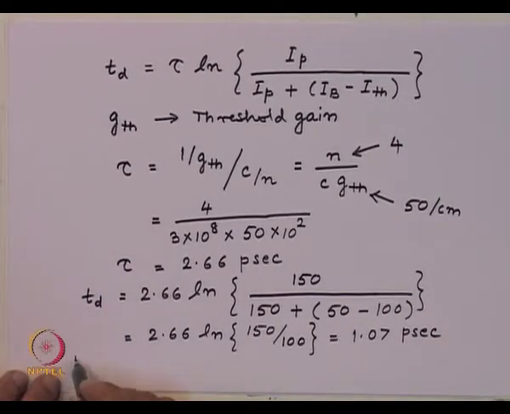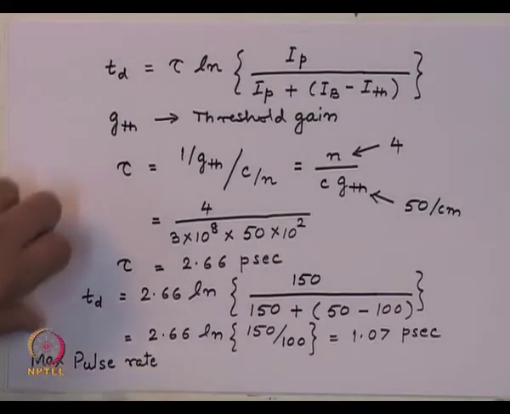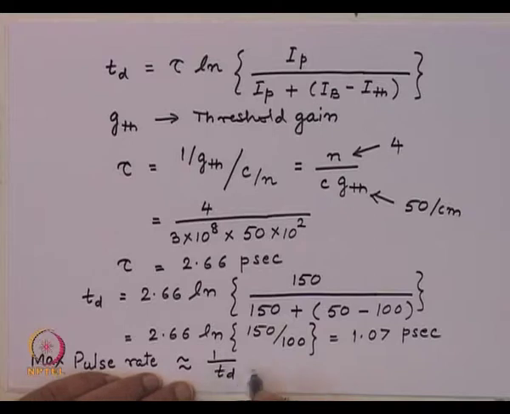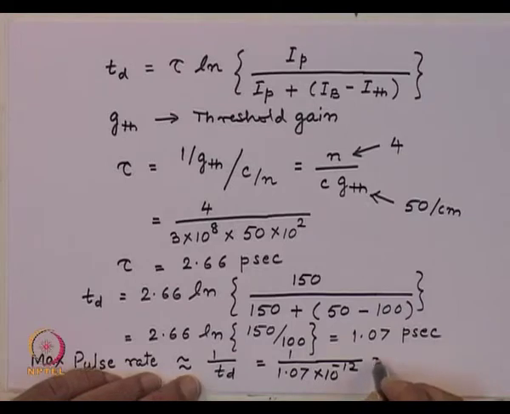So, the maximum pulse rate to which the laser can be modulated is approximately 1 upon T d. So, that is equal to 1 upon 1.07 into 10 to the power minus 12 seconds for picosecond. So, that will be equal to 943 gigahertz.